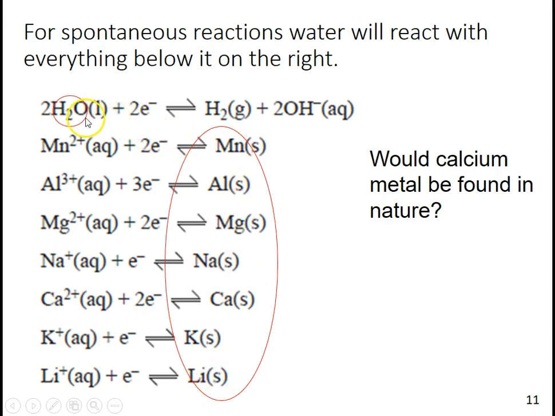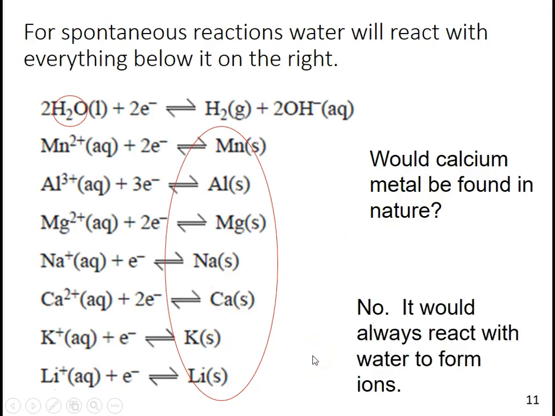Obviously iron will react, but iron is reacting because there's water and oxygen, which is a higher oxidizing reaction up here, water and oxygen. So would calcium metal be found in nature? No, none of these metals would be found in nature. They'd always react, give up their electrons to the water, because the world is full of water.